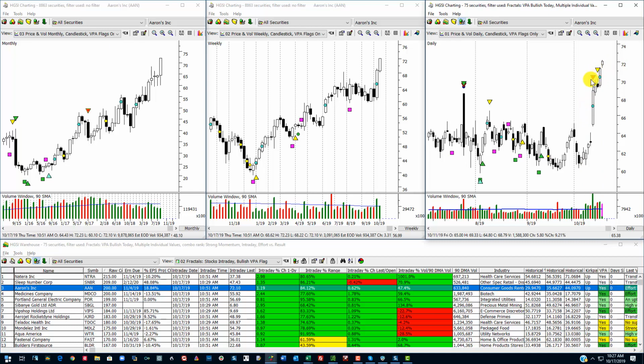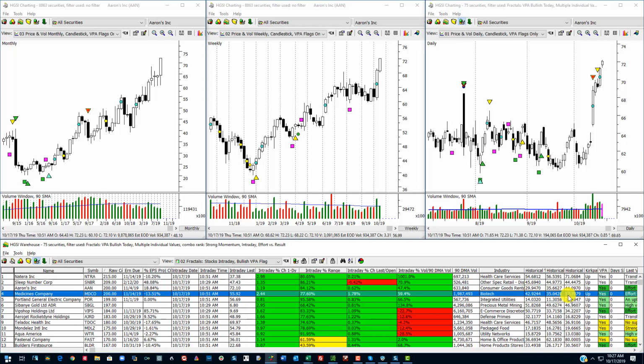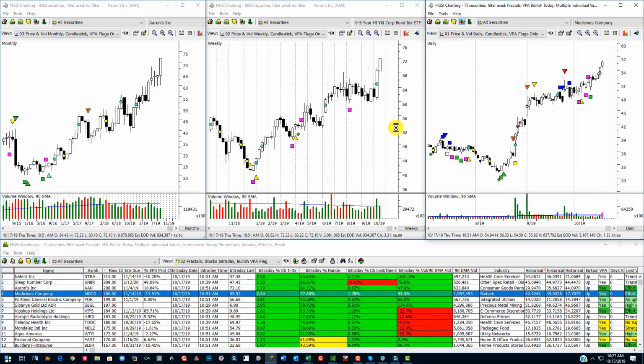Yes, we're getting a couple of warning signals that this stock could be overbought, but that was negated yesterday with this effort to rise, and Aaron's keeps going up. Let's do one more. Medicines Company.